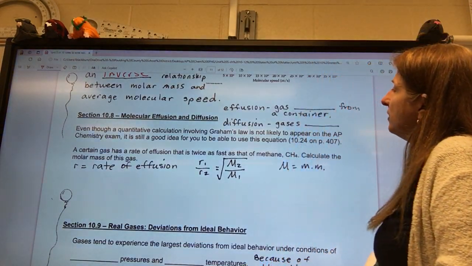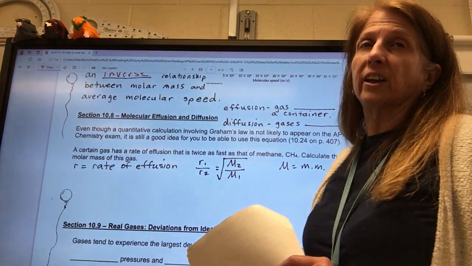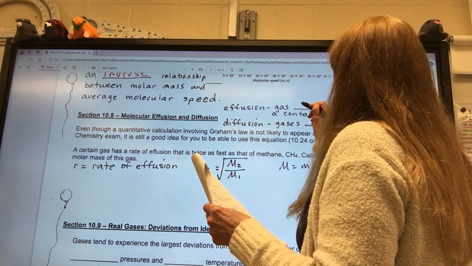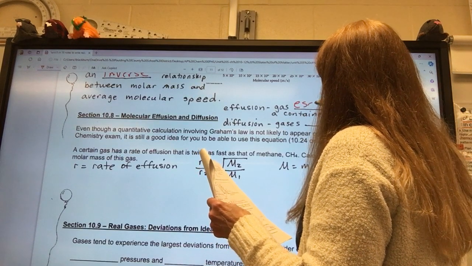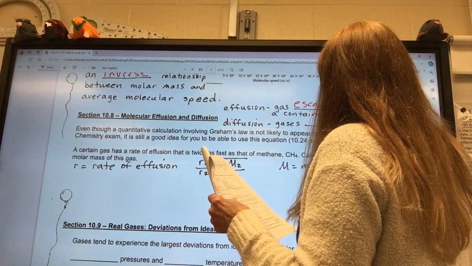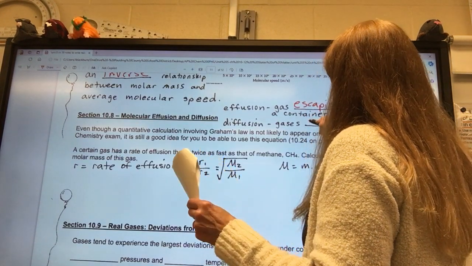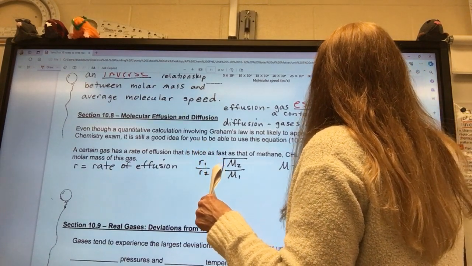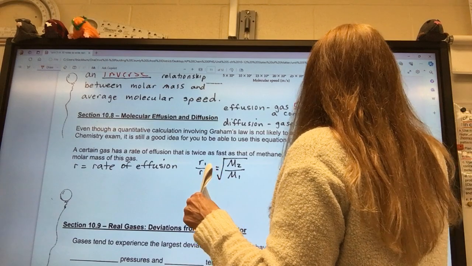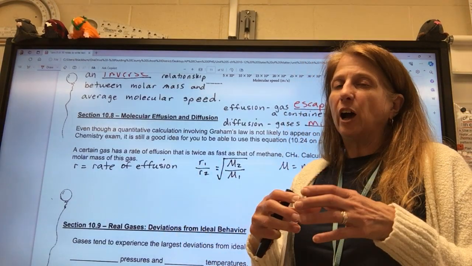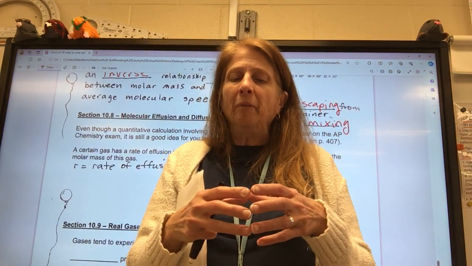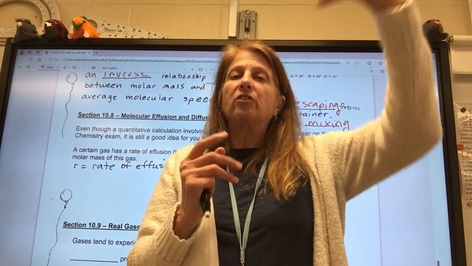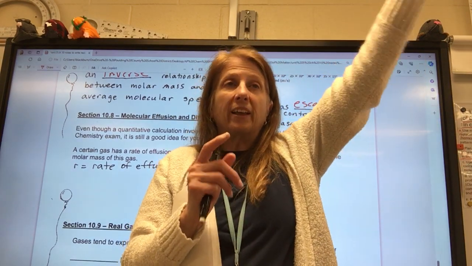Okay, effusion and diffusion. You know these things, you just might not know their names. Effusion is a gas escaping from its container, and diffusion is gases mixing. So a long time ago, when I first started teaching regular chemistry, there was a lab where you're supposed to take a bottle of perfume and open it at the teacher's desk. And then the students would raise their hands once they could smell it.